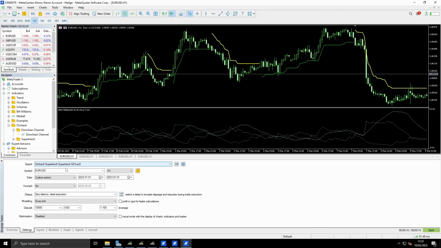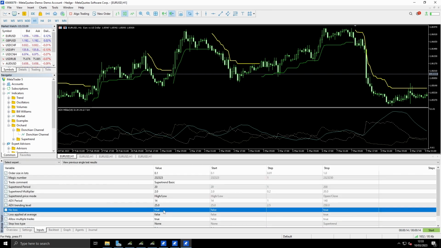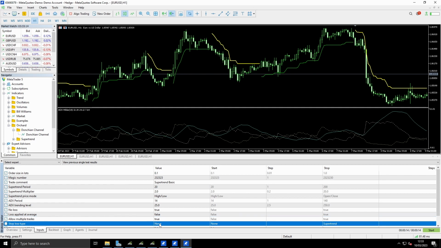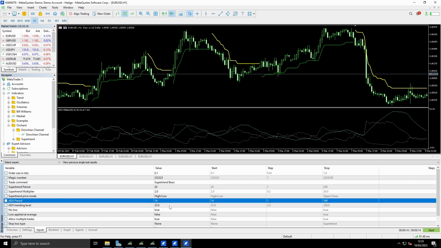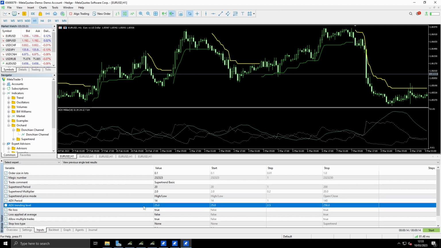So in the strategy tester now, I've loaded the Supertrend ADX version. I have the no loss set to true. Allow multiple trades set to true. I'm not using a stop loss right now. I've added the ADX with a period of 14, that's the default, and the trending level to 25. So I'll only be trading entries if the ADX is above 25, but I will exit as soon as the trend finishes. What this will do is cut down on the number of trades that I make, and hopefully it will make those trades better quality.